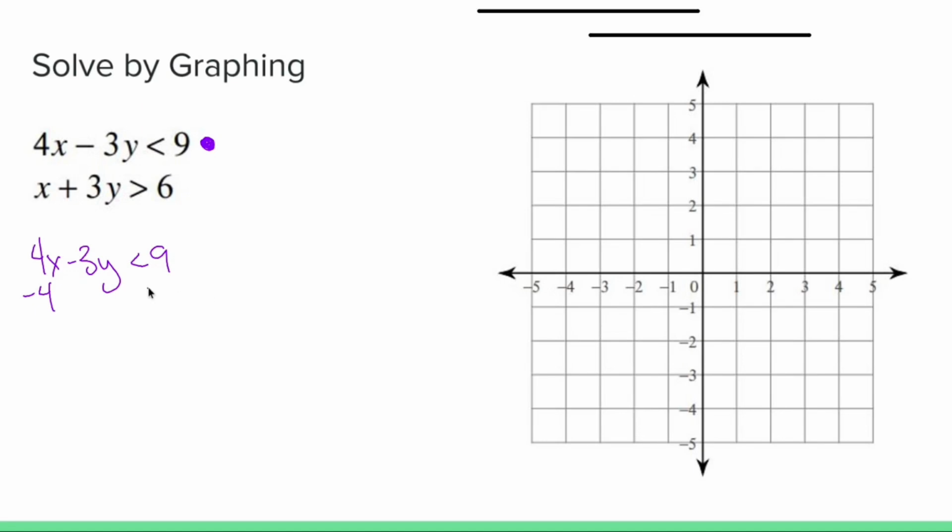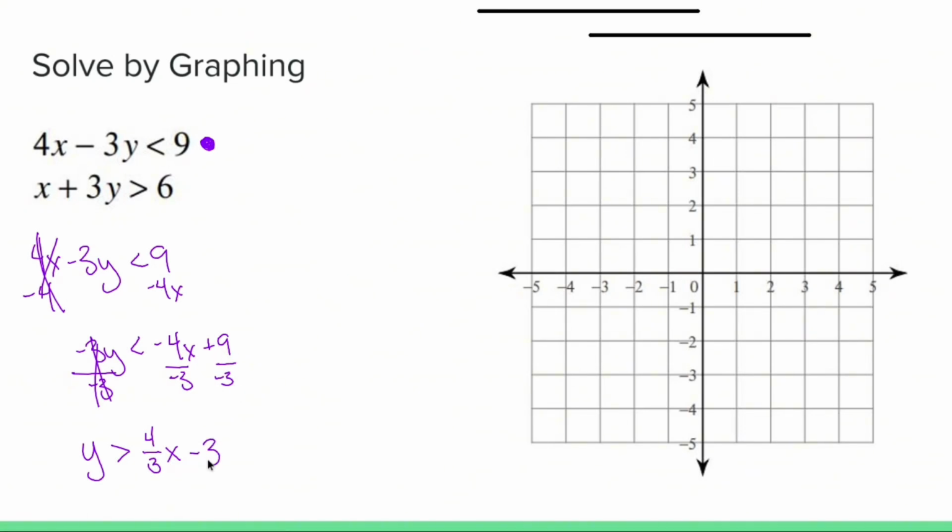Let's subtract 4x from both sides. Drop down the negative 3y is less than negative 4x plus 9. Divide everything by a negative 3. Now keep in mind, when you divide an inequality by a negative, you flip the sign. So negative 4 over negative 3 is positive 4 over positive 3. X comes along for the ride. 9 divided by negative 3 is negative 3. So now I have y is greater than 4/3 x minus 3.